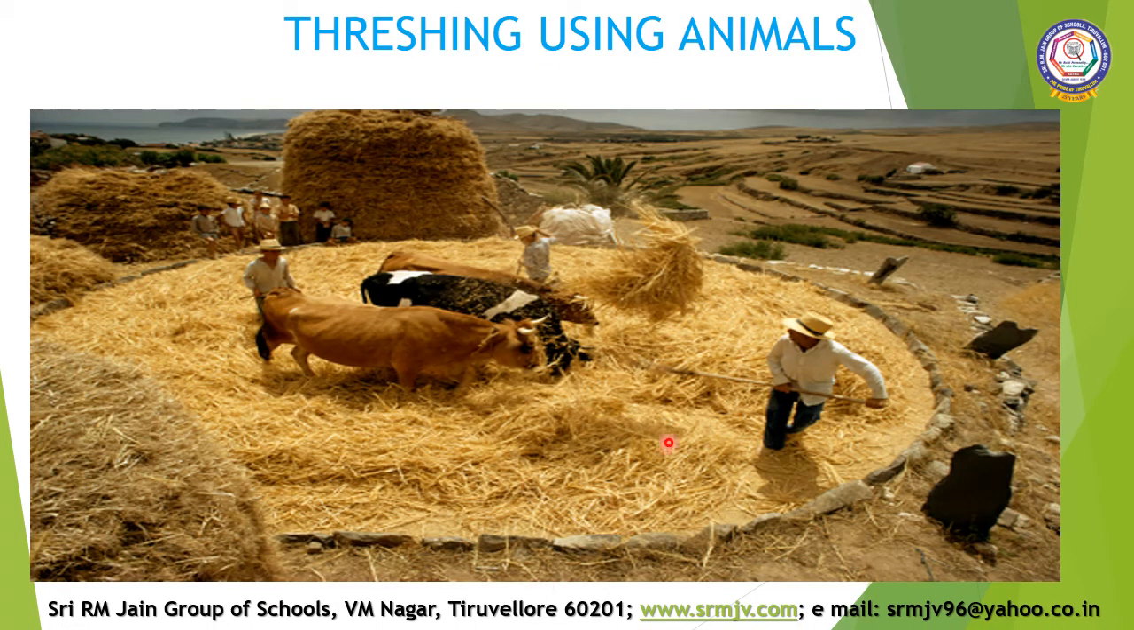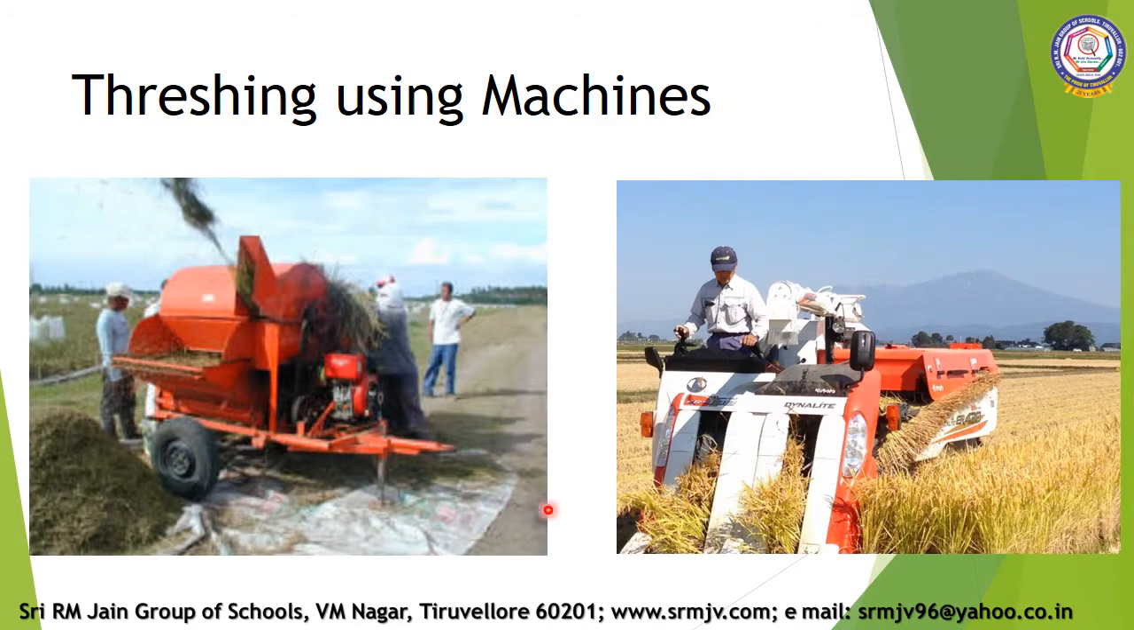Next, threshing using animals. Animals such as cattle are used for threshing large quantities of stalks. They are tied to a pole and made to walk on the stalks spread on the ground around the pole. Their hooves separate the grains from the stalks. Threshing using machines. Threshing can also be done using machines called threshers.